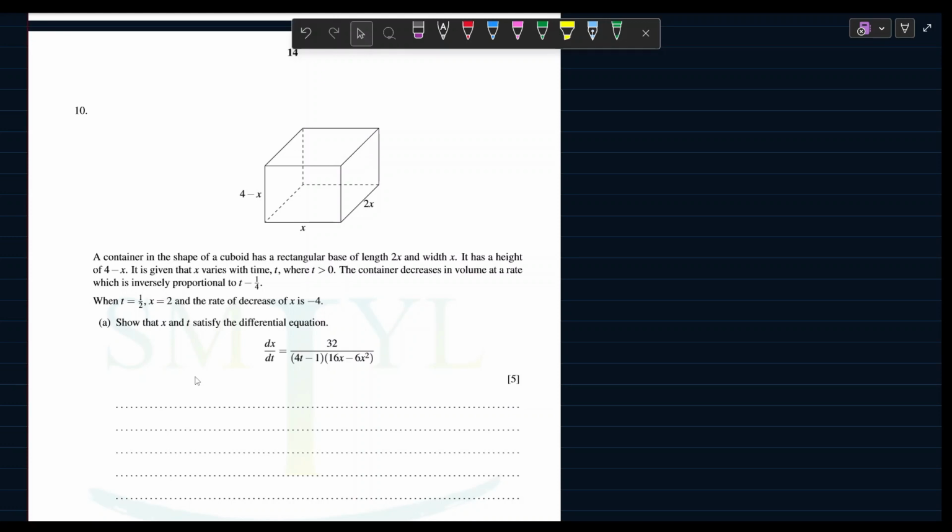Part A. Show that x and t satisfy the differential equation dx/dt is equal to 32 over (4t minus 1) times (16x minus 6x squared). There's a lot that's going on here.